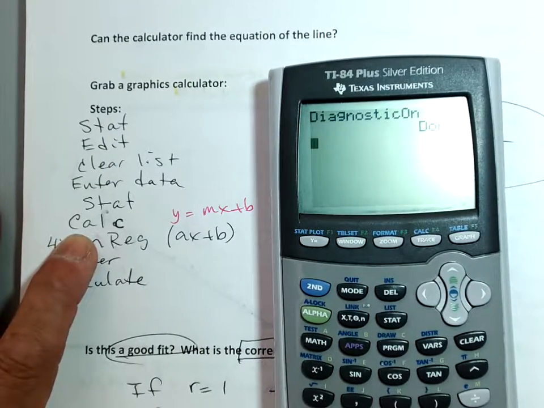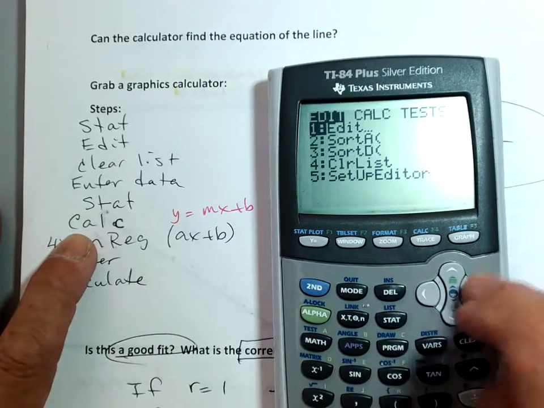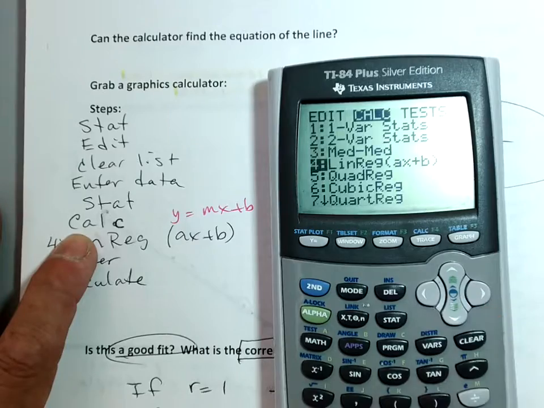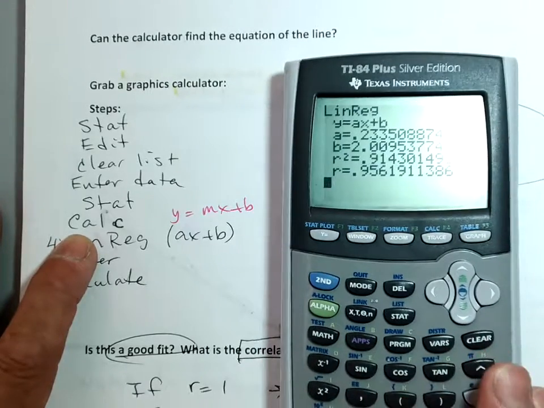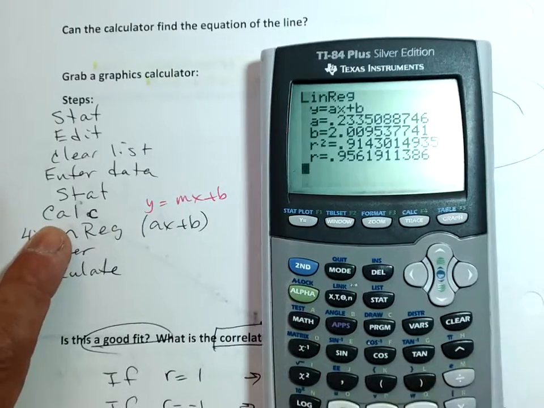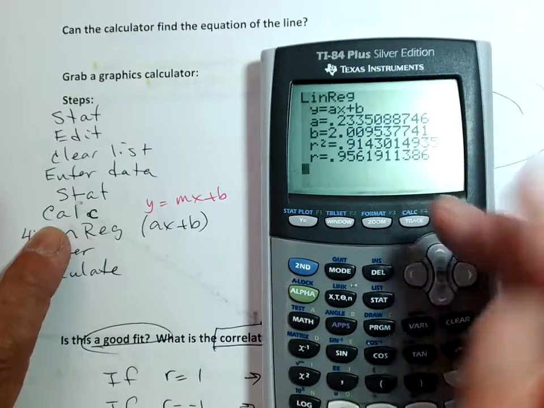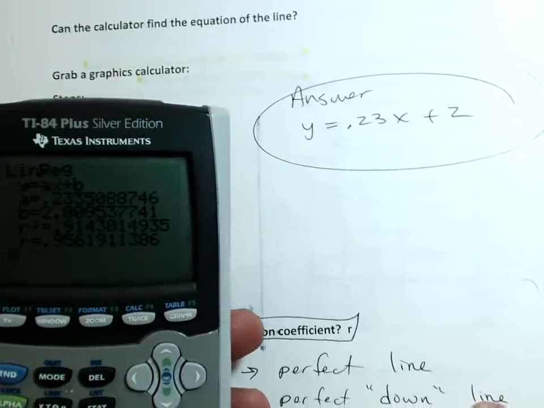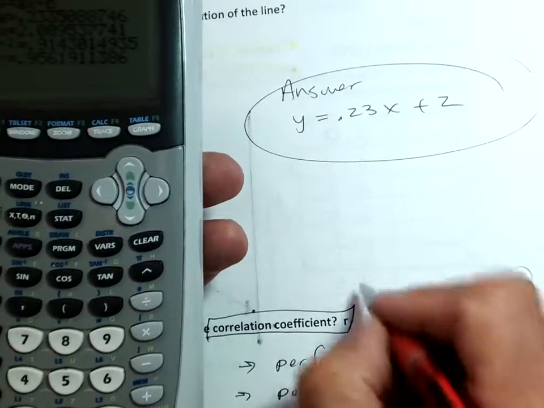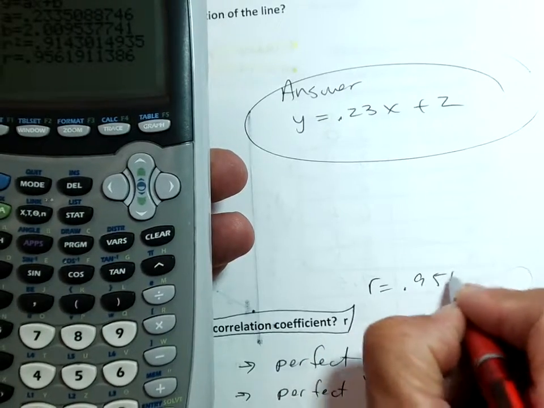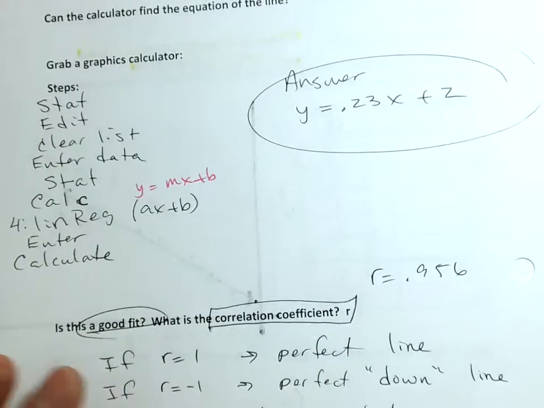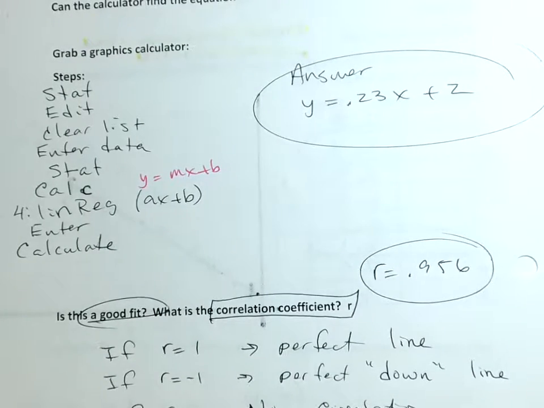Just watch. I'm going to go to Stat, Calculate, my linear regression, Enter. I get an R, don't I? This time I got an R. Same thing, I got my 0.23, I got my 2, but I get an R. So my R in this case is about 0.956, which is pretty good. It's like saying 95% of the data lies along the line. That's a good R factor. So if you get a good R, you know you've done a pretty decent line, okay? All right. Thumbs up. Did I go too fast? Okay. So let me stop the recording.